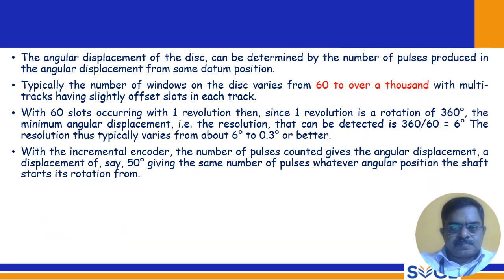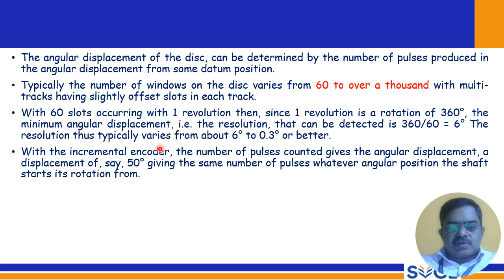Incremental encoder. The angular displacement of the disk can be determined by the number of pulses produced in the angular displacement from the same datum position. Typically, the number of windows on the disk varies from 60 to over 1,000, with the multi-tracks having slightly offset slots in each track. With 60 slots occurring in one revolution, and one revolution being a rotation of 360 degrees, the minimum angular displacement, that is the resolution that can be detected, is 360 divided by 60, so 6 degrees can be detected. The resolution thus typically varies from 6 degrees to 0.3 degrees, even better than this.